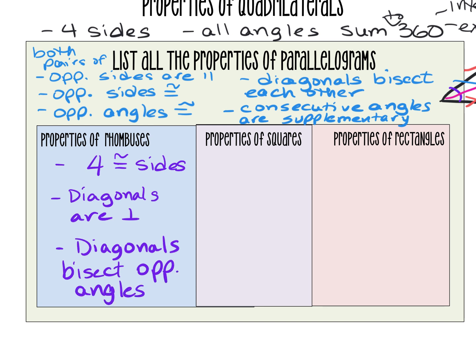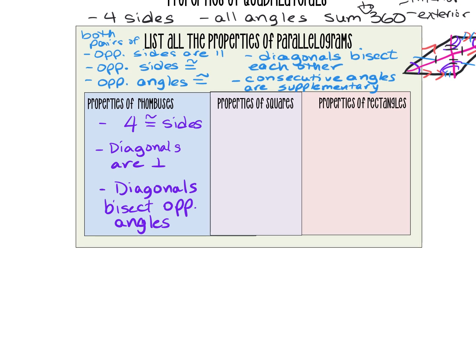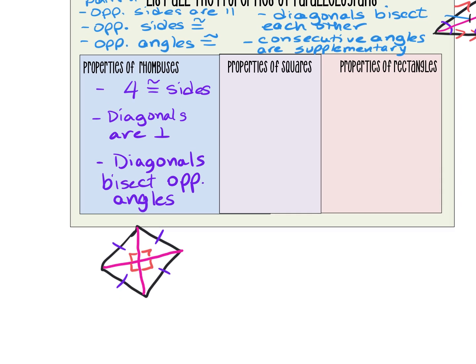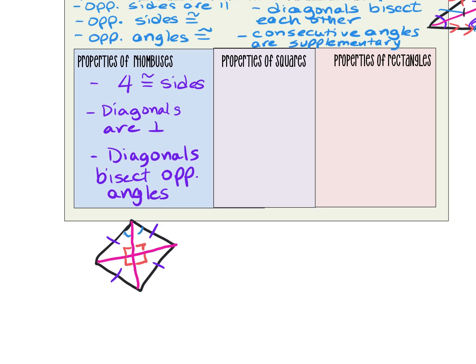So let's go ahead and draw a picture of a rhombus. The rhombus sort of looks like a diamond. And it's got the 4 congruent sides. And then if I draw in the diagonals, my diagonals will be perpendicular. So it's forming 4 little right triangles here. I also know these diagonals bisect the opposite angles. So I would know that this and this are bisected, and so would these.